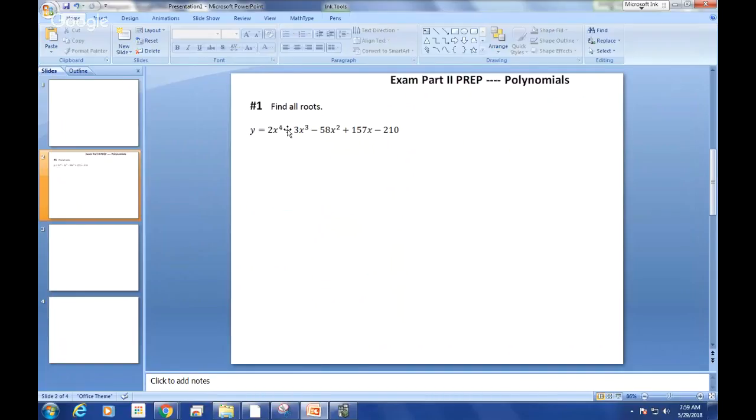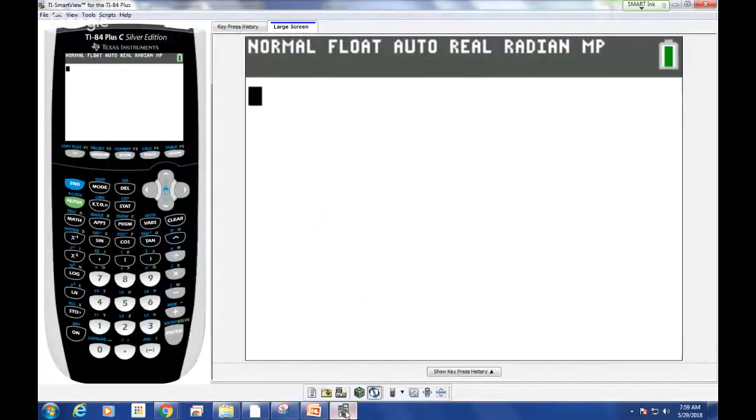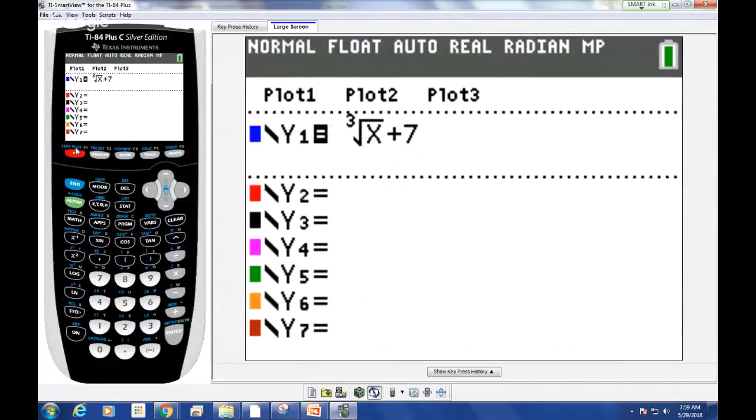Okay, so the first thing we do is we put it in the calculator and we hope that we find all the roots, the zeros, the solutions in the calculator. So I go to my calculator and I'm going to go to y equals. I'm going to clear out whatever is there.